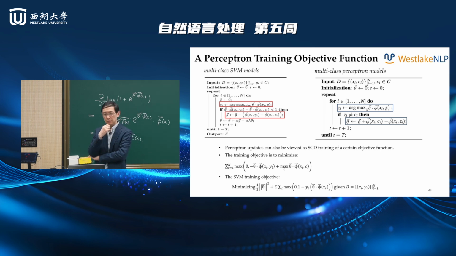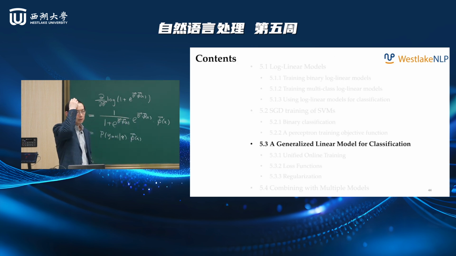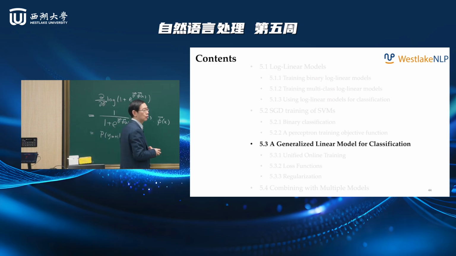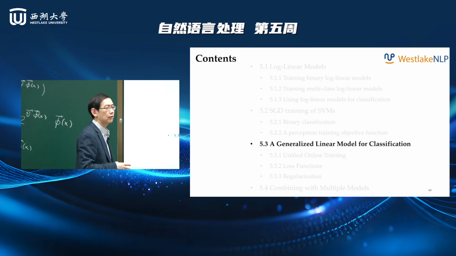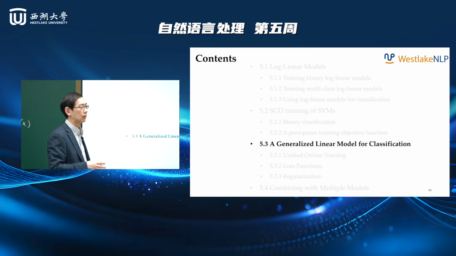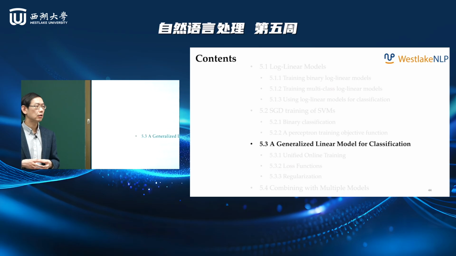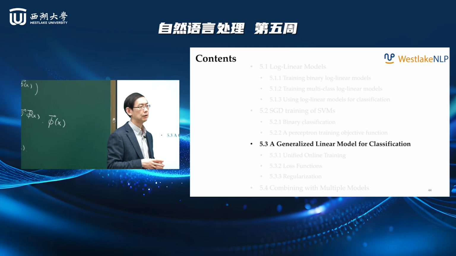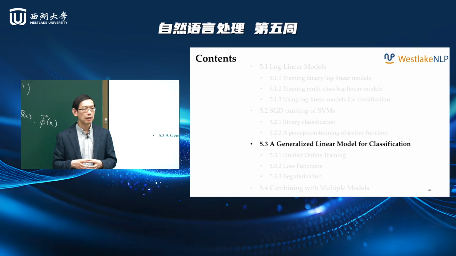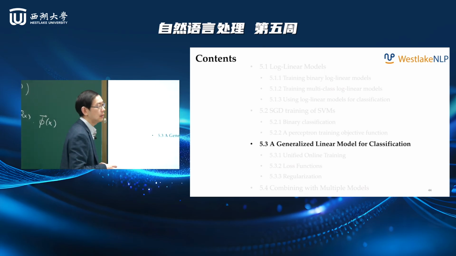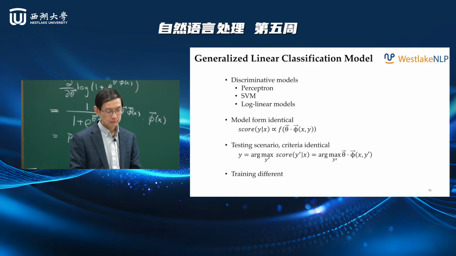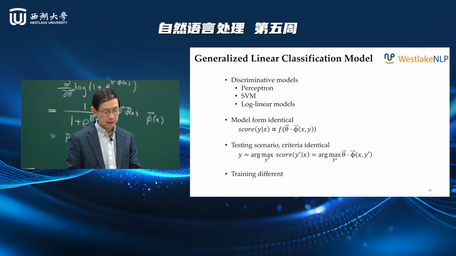So that leads me to think, could they be just different instances of the same thing? We've learned three different machine learning algorithms for text classification, but could they be the same thing? First, let's look at where they are the same.